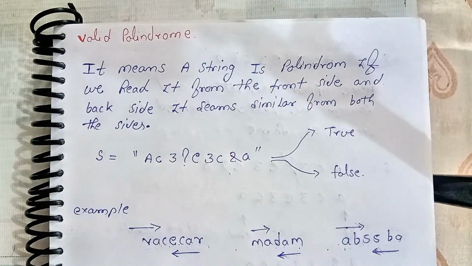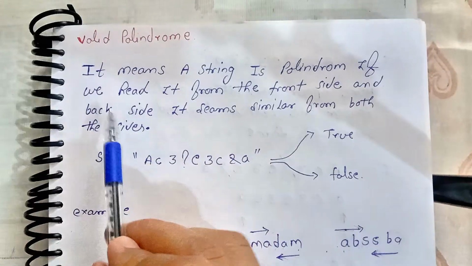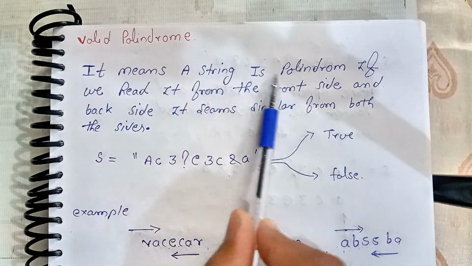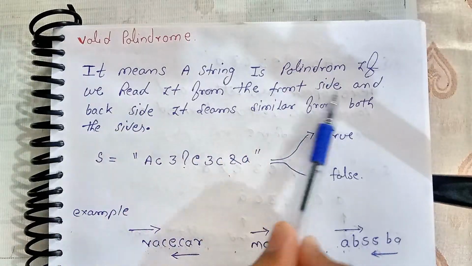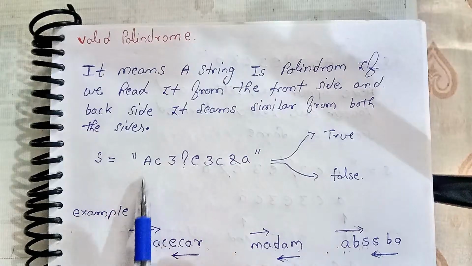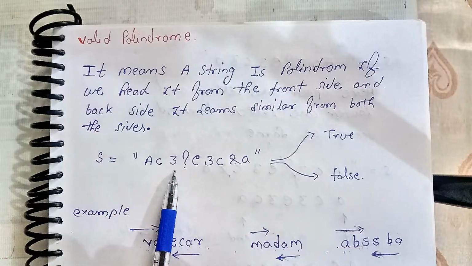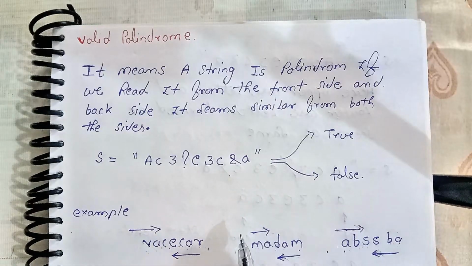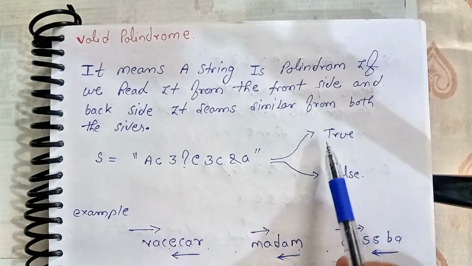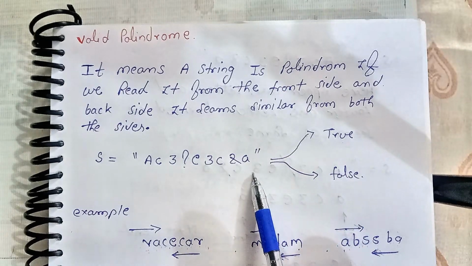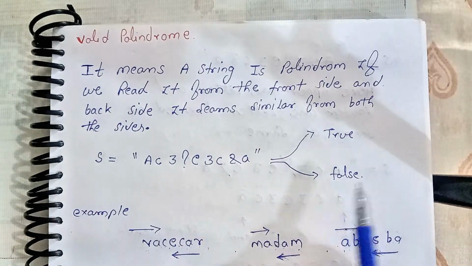Talking about the logic for problem number 125, Valid Palindrome, here we have the logic. First we will know what a palindrome is. A string is a palindrome if we read it from the front side and the back side and it seems similar from both sides. Means if we read the string from the front side, after that we read it from the back side. If it seems similar, then it is true, means it is a palindrome. And if the strings are not similar, then we will return false.